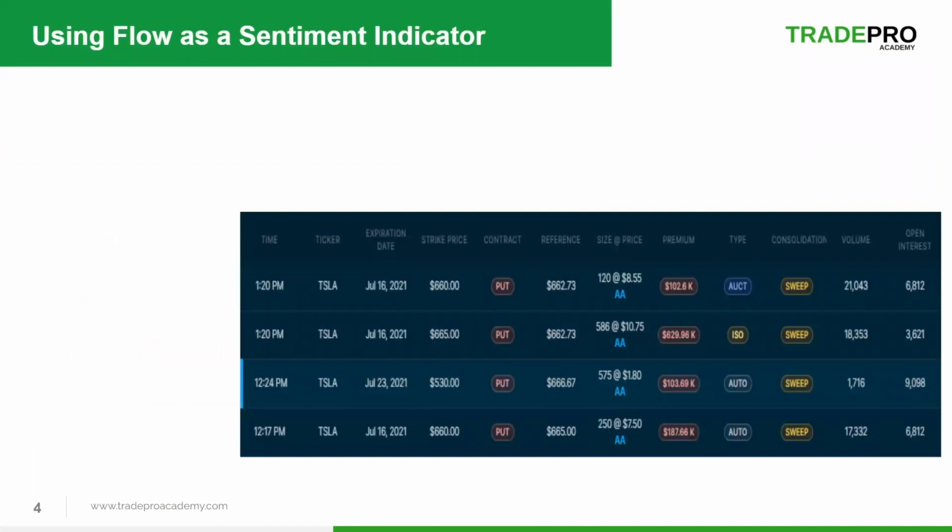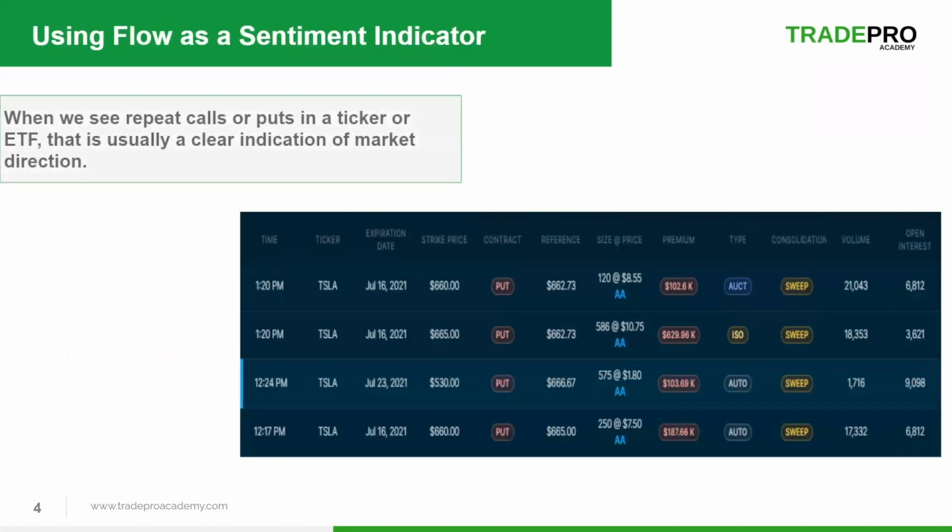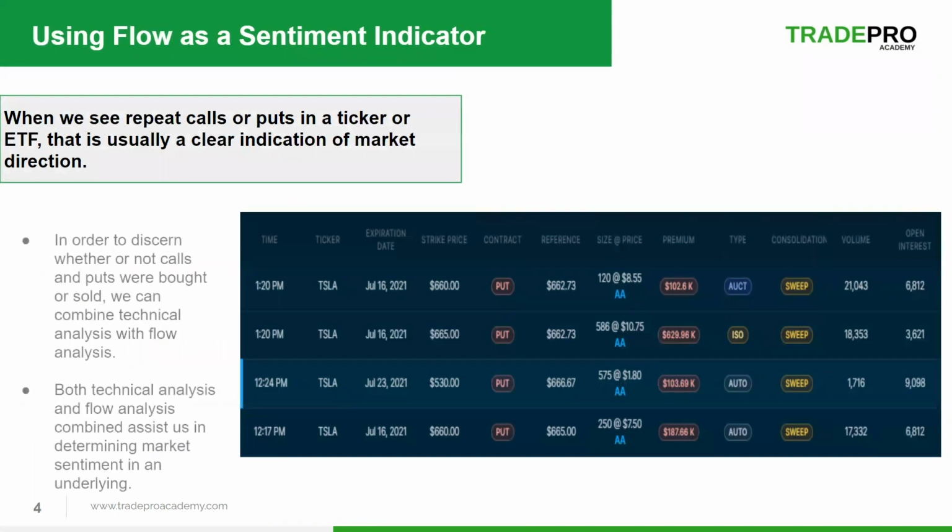So using flow as a sentiment indicator. When we see repeat calls or puts in a ticker or ETF, that is usually a clear indication of market direction. So in order to discern whether or not calls and puts were bought or sold, we can combine technical analysis with flow analysis. So both technical analysis and flow analysis assist us in determining market sentiment in an underlying.